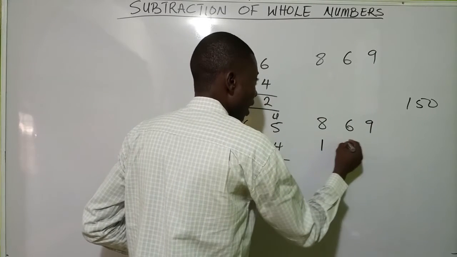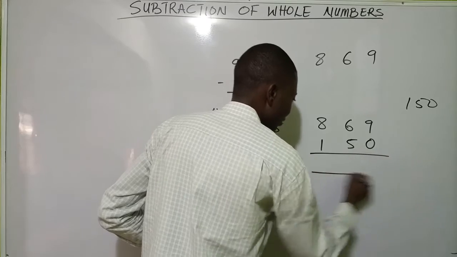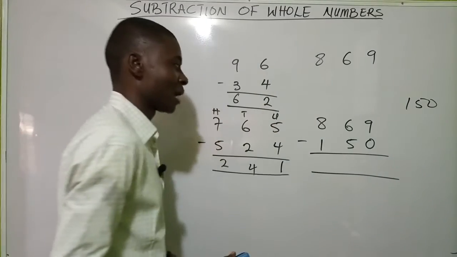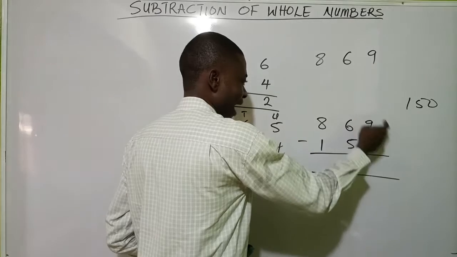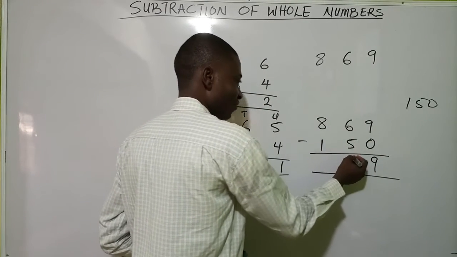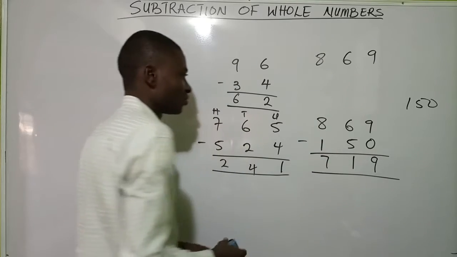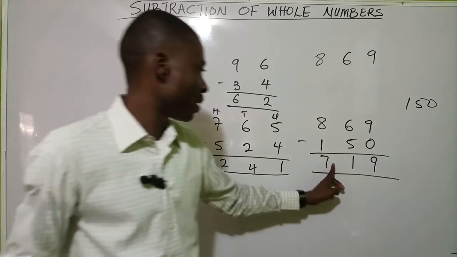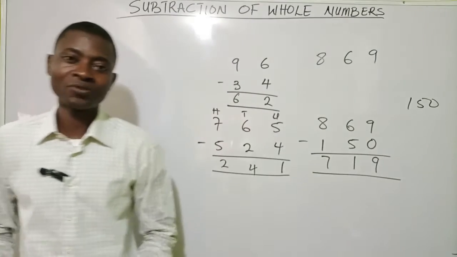869 minus 150. Like this. So when you arrange like this, you can be certain that you get your answer. So when you are subtracting, 9 take away 0 still gives us 9. 6 minus 5 will give us 1. 8 minus 1 will give us 7. So that means that Mr. Tunde will be having 719 mangoes left with him.